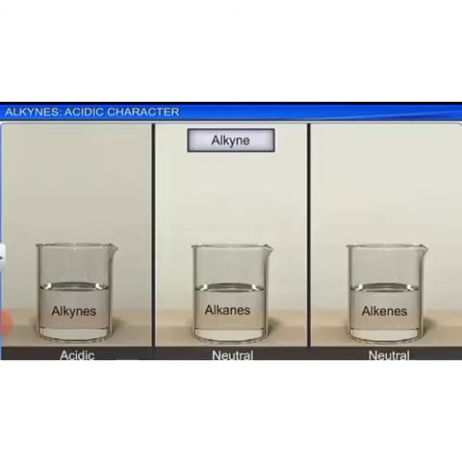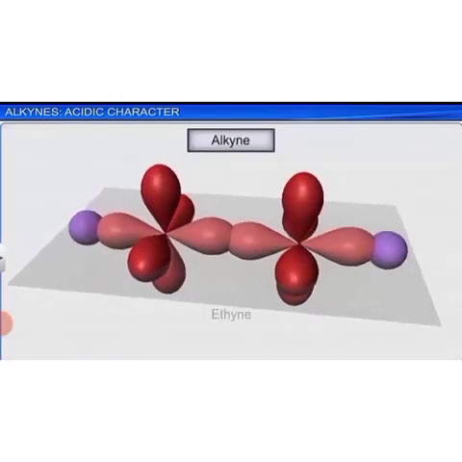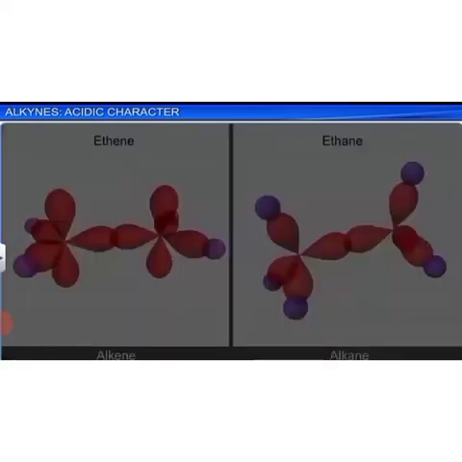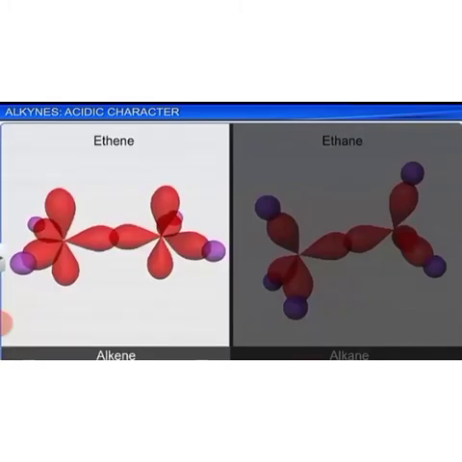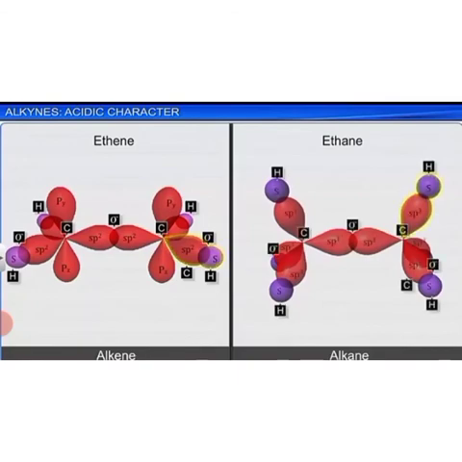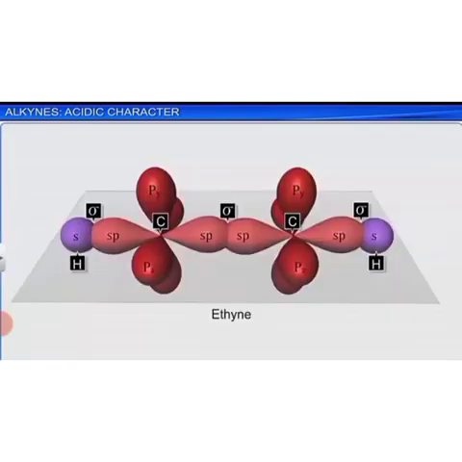Let's understand why. The hydrogen atoms in ethyne are attached to the sp hybridized carbon atoms. On the other hand, the hydrogen atoms in ethene and ethane are attached to the sp2 and sp3 hybridized carbon atoms, respectively. The sp hybridized orbitals of carbon atoms in ethyne molecules have 50% s character and hence the highest electronegativity.